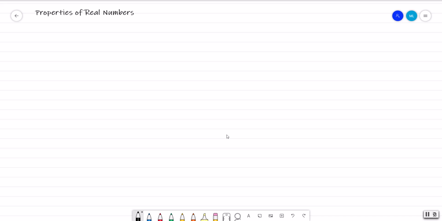In this video, I want to look at some of the properties of real numbers. So when we look at some properties of real numbers, we're actually going to be looking at these real numbers a, b, and c. So we'll just start by saying for all real numbers, and we're just going to call it a, b, and c.